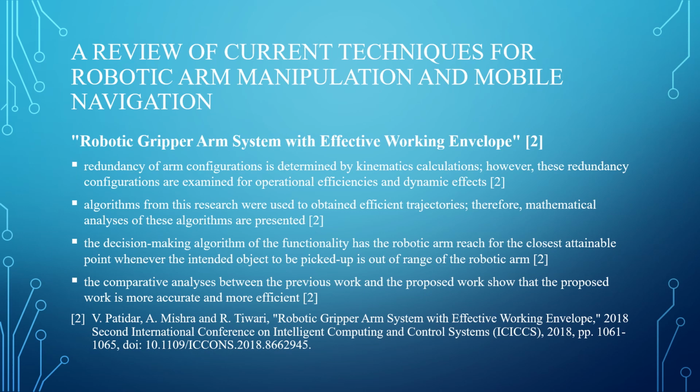The decision-making algorithm of the functionality has the robotic arm reach for the closest attainable point whenever the intended object to be picked up is out of range for the robotic arm. The comparative analyses between the previous work and the proposed work show that the proposed work is more accurate and more efficient.